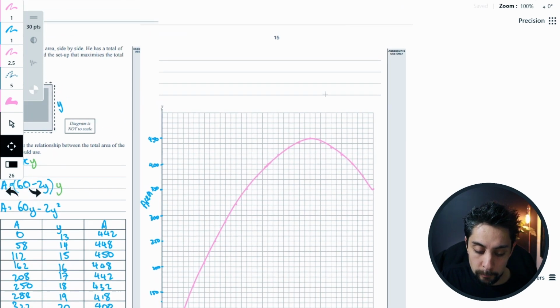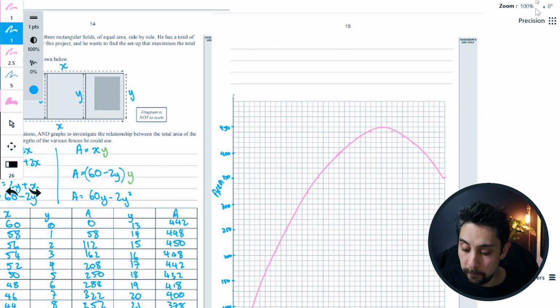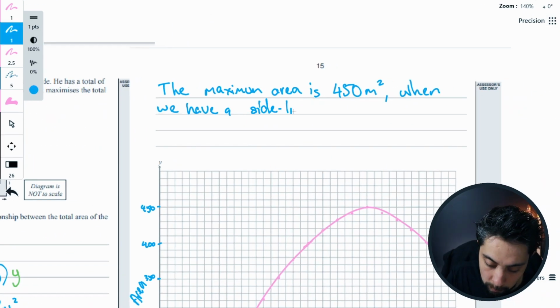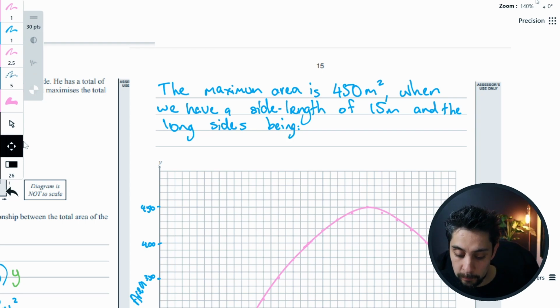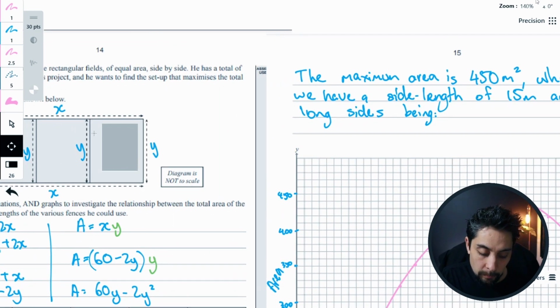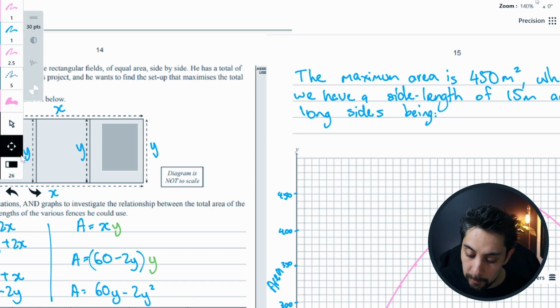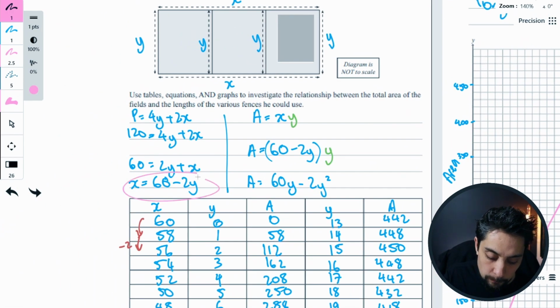So let's just conclude that up the top here using everything that we've learnt so far. Okay, so we've got most of it. The maximum area is 450 square meters. When we have the side length, that's these lengths here, is 15 meters. But we also need to know what the long sides are. That's these ones here.